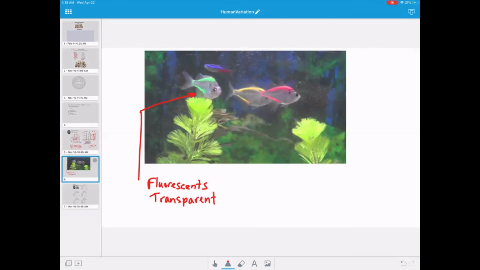So fluorescent colors, not fluorescence, not exactly. Fluorescent proteins, actually, that's what they're making. And they're transparent. The fluorescent proteins don't have to do with melanogenesis or color or pigment exactly. It's a little different, so it works a little bit differently.